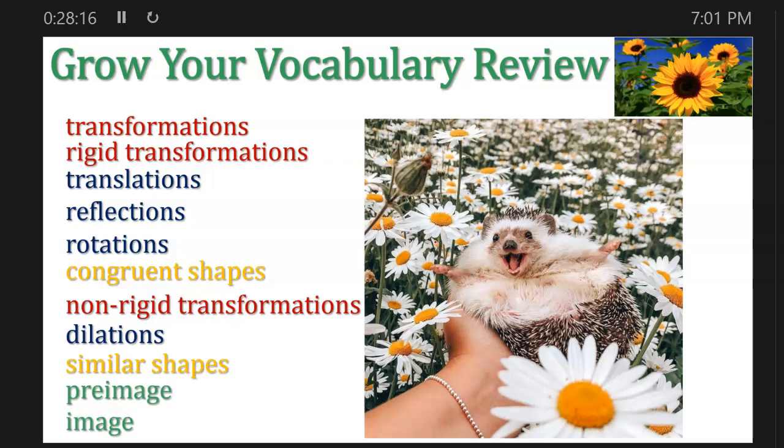The pre-image is the original shape before a transformation has occurred, and then the image is the shape that is the result after a transformation has occurred. Images also are marked with prime marks so that we know which one came first and which one came second.